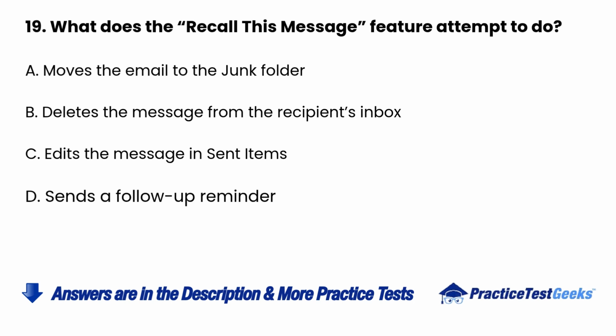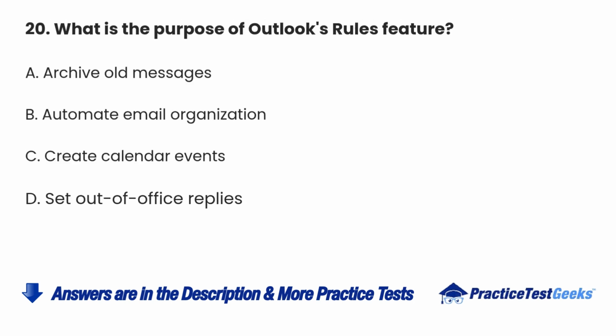B. Deletes the message from the recipient's inbox. C. Edits the message in sent items. D. Sends a follow-up reminder. 20. What is the purpose of Outlook's Rules feature? A. Archive old messages. B. Automate email organization. C. Create calendar events.